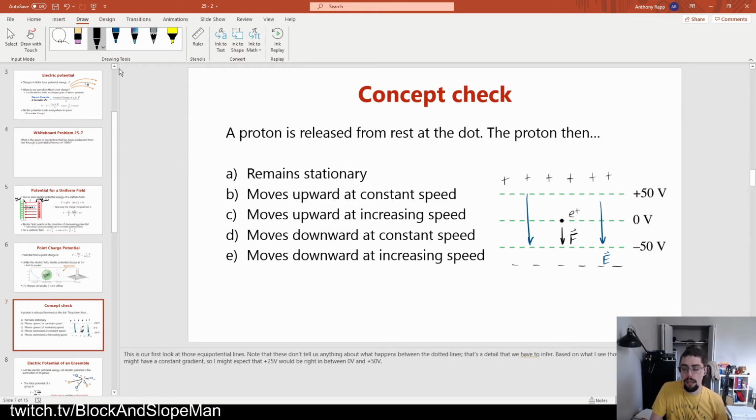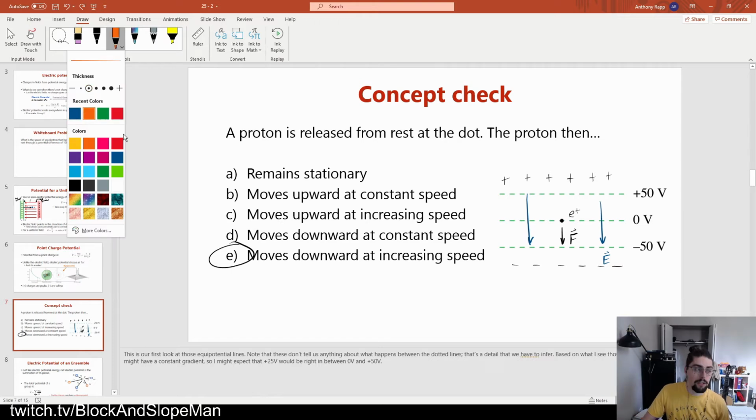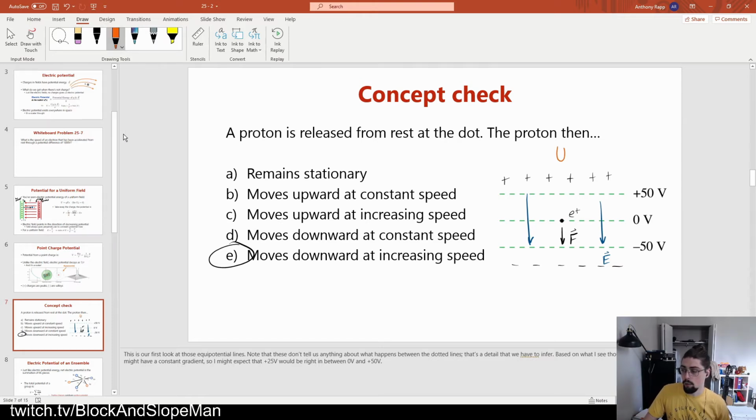So my proton here would be moving downward at an increasing speed, but the electron would want to go up instead. Because for the electron, the potential energy is, and let me do this in a different color real quick, just so it's clear, the electron would actually be a negative e times the potential. So the lowest potential energy for the electron is up above.